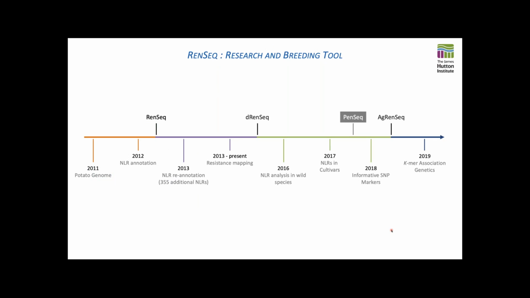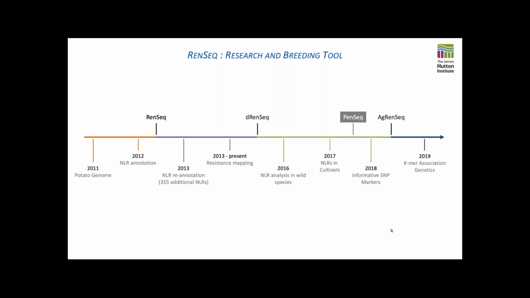So to set the scene where we started off, we had a joint PhD student, Florian Jupe, with the group of Jonathan Jones at the Sainsbury Laboratory. And we basically took the potato genome that was released in 2011. We've done an annotation of the disease resistance genes, the NLRs, and then we developed the first RenSeq library to study these resistance genes.